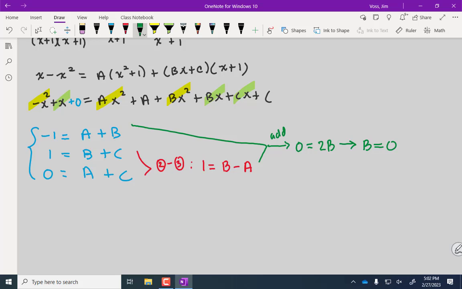Who knows? So if B is 0, what is A? -1. So we plug in B equals 0 right here, divide by -1, we get that A is -1. And then if A is -1, oh no, we already found B. We need C. If A is -1, then what's C? 1. Yeah. Great.